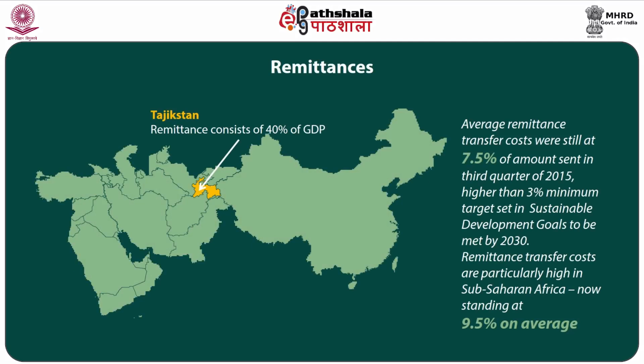In Tajikistan, the remittances constituted over 40% of the nation's GDP. Average remittance transfer costs were still at 7.5% of the amount sent in the third quarter of 2015. This is higher than the 3% minimum target set in the Sustainable Development Goals to be met by 2030. The remittance transfer costs are particularly high in sub-Saharan Africa, standing now at about 9.5% on average.